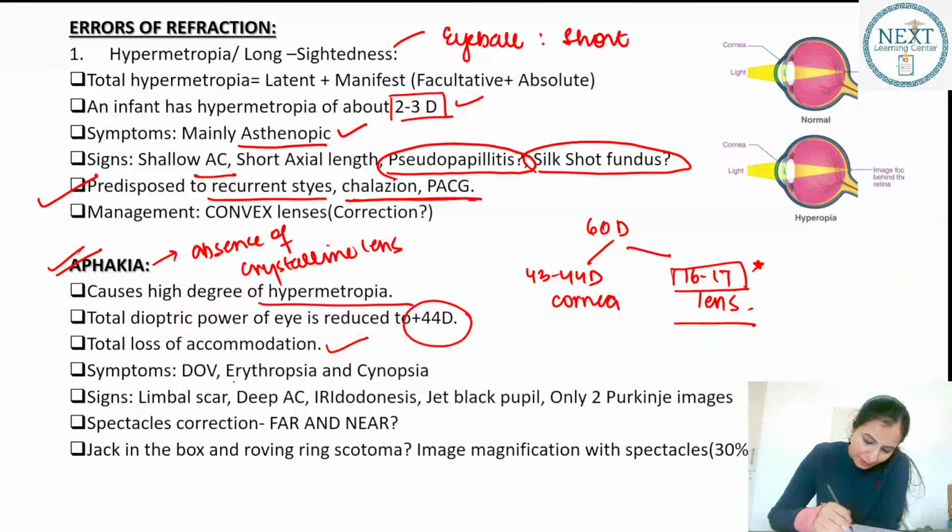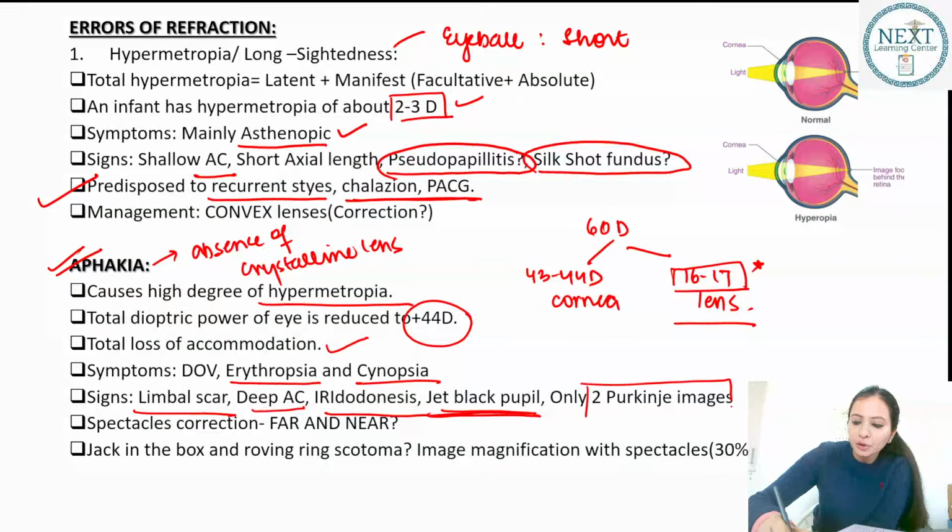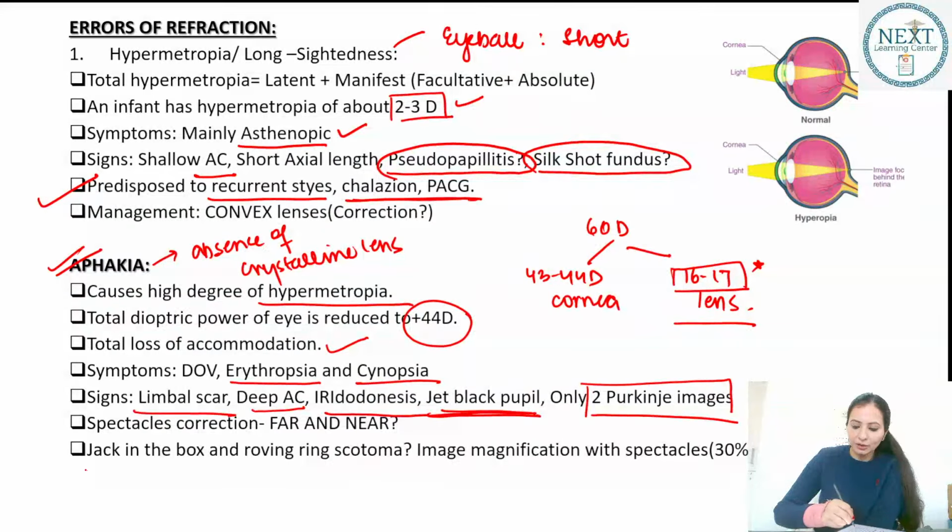So symptoms will be erythropsia, cyanopsia. Signs will be limbal scar, deep AC, iridodonesis, jet black pupils, and only 2 Purkinje images. And then you will have jack-in-the-box phenomenon and roving ring scotoma.